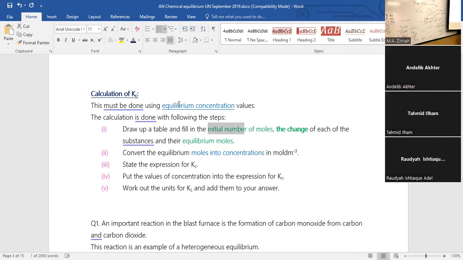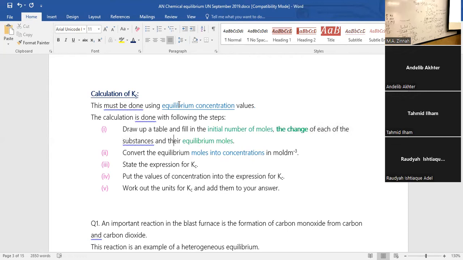Remember, you may not be given all the moles. That may be given as mass or volume, etc. Then you will convert them into their moles. That is very simple. And then the change. The first row will be there for the initial moles, and the second row will be for the change. From any change you can estimate the other changes.